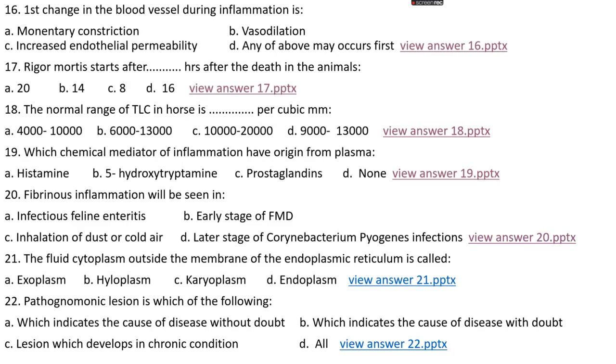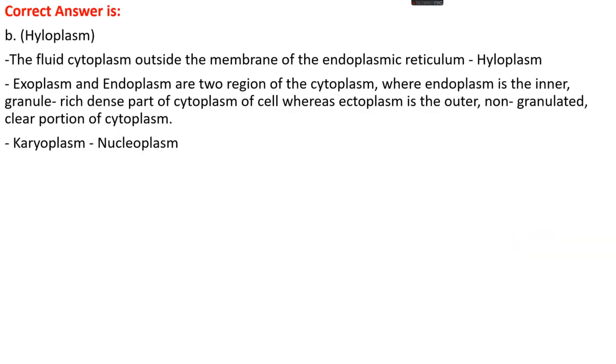Okay. Question number 21. The fluid cytoplasm outside the membrane of the endoplasmic reticulum is called option A, exoplasm, option B, hyaloplasm, option C, karyoplasm, option D, endoplasm. The right answer is option B, that is hyaloplasm.